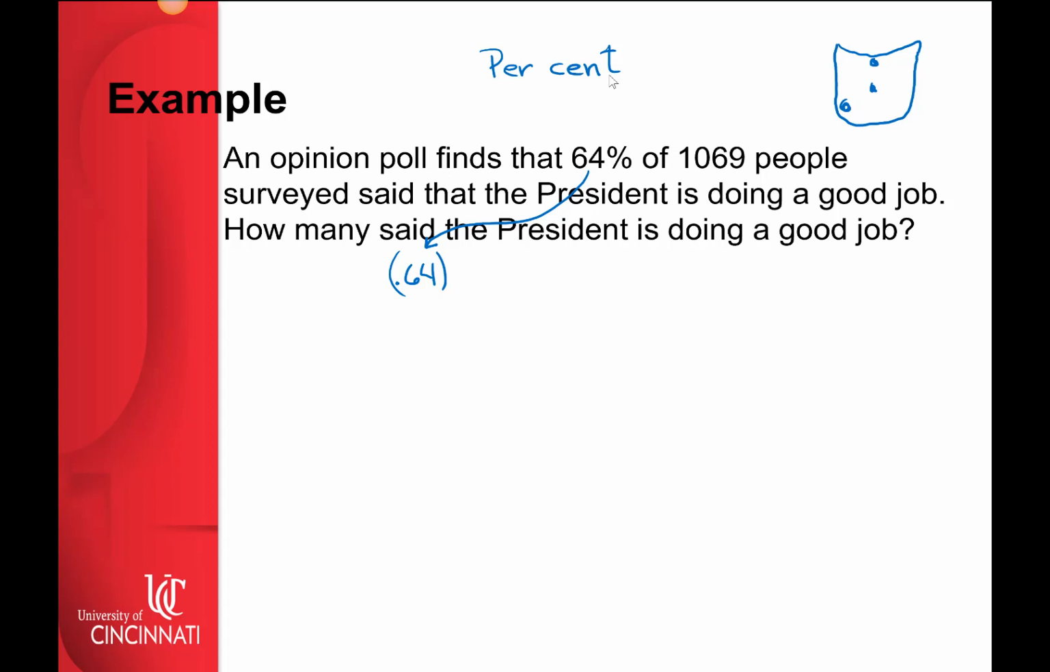Why do they call pennies 1 cent? Because they are 1 of 100 of a dollar. No way. That's why it's called a cent? Yep. So percent means part of 100. If you're going to convert a percent back to a decimal, you slide the decimal 2 places. 2 places is 100. So in the percent of 64, you would go 1, 2, and you get 0.64 times 1,069.